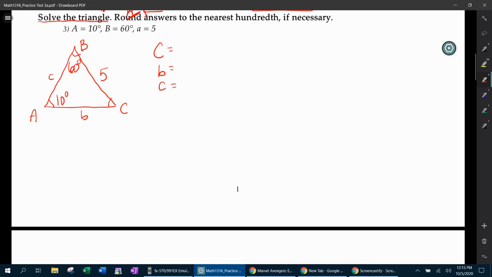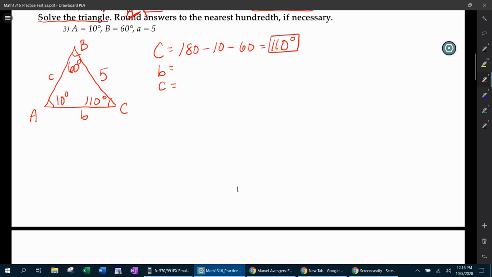And angle C is the easiest to find because all 3 angles have to add up to make 180. So angle C is going to be 180 minus the other 2 angles. So that's 180 minus 10 is 170, minus 60 is 110. So there's one piece of the puzzle down. And I'm going to go ahead and put that in that picture. And you can see that my picture is definitely not to scale. That doesn't matter, though. We just need it for reference.